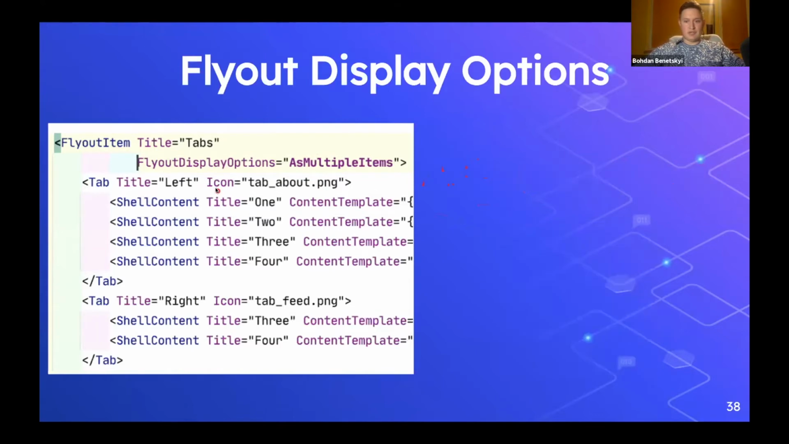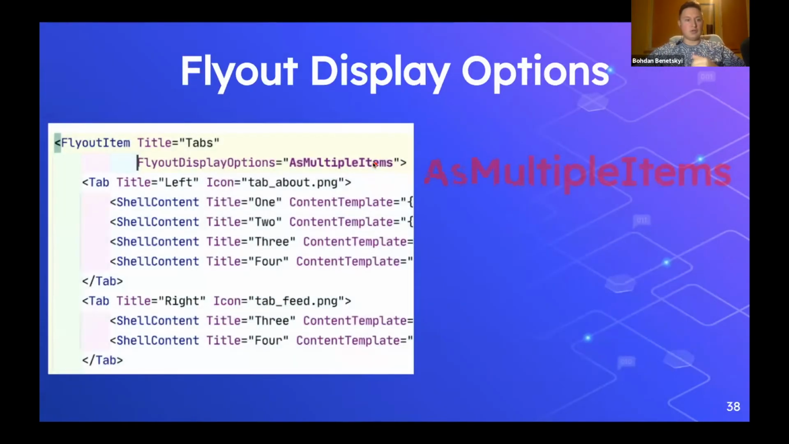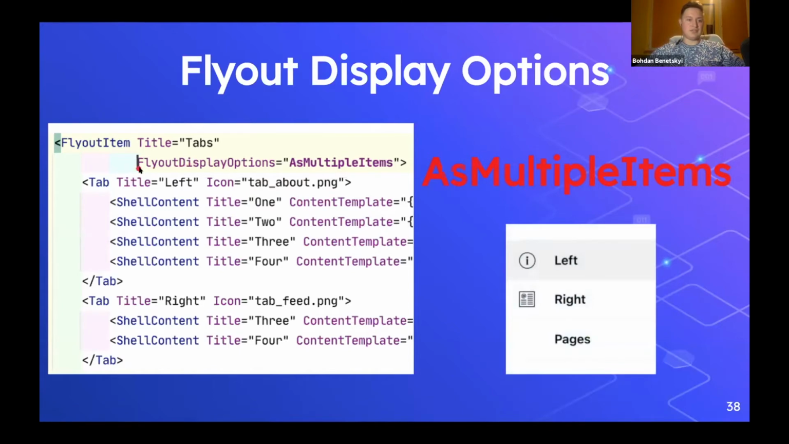So if you would like to have just the flyout item itself, you can just use it. But if you want to show all tabs inside your flyout, you can just add one flyout display option attribute instead of unwrapping each tab into different flyout items, which is a really awesome option, according to me.